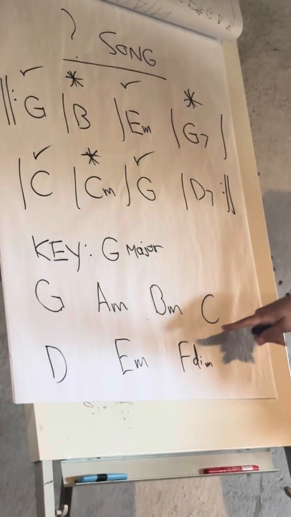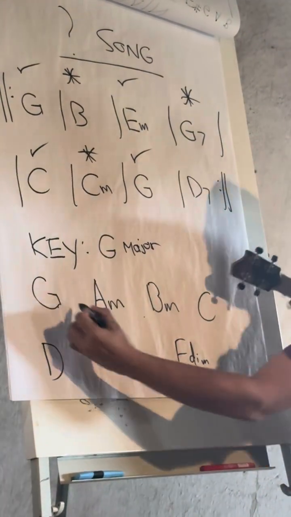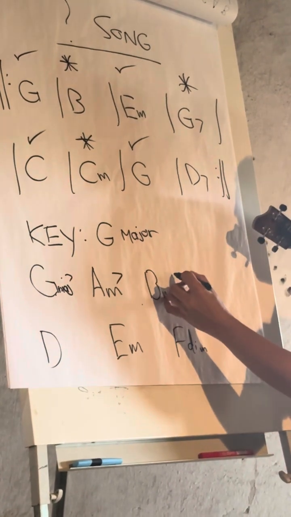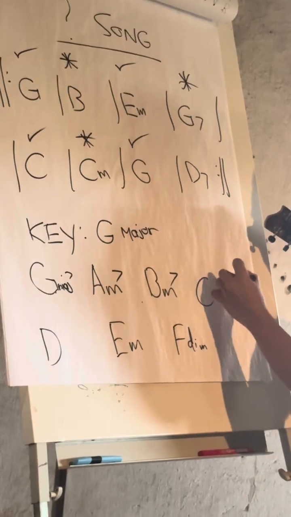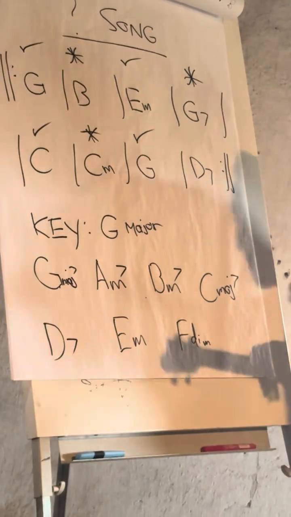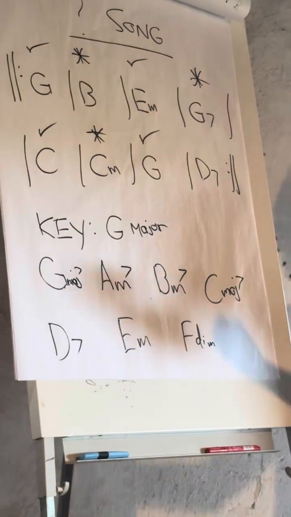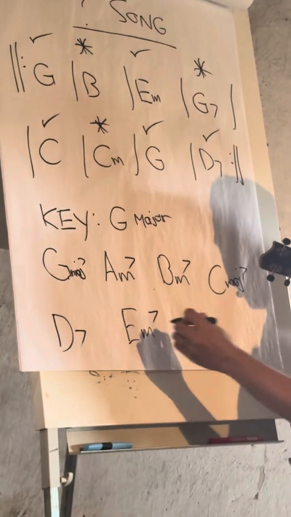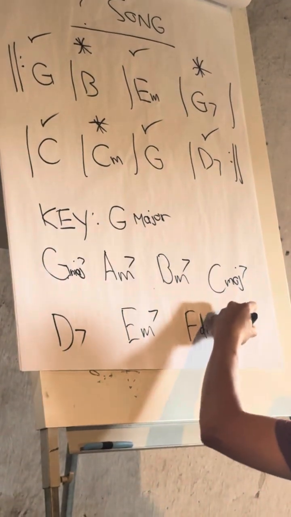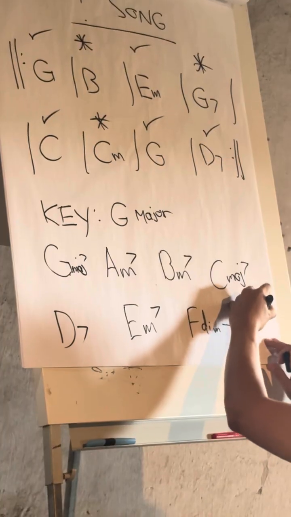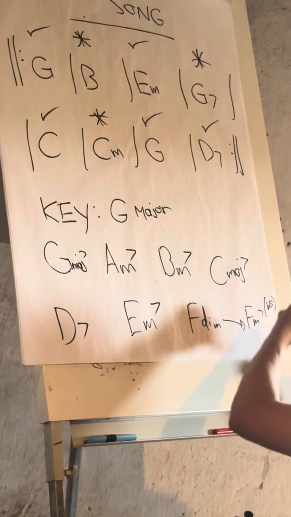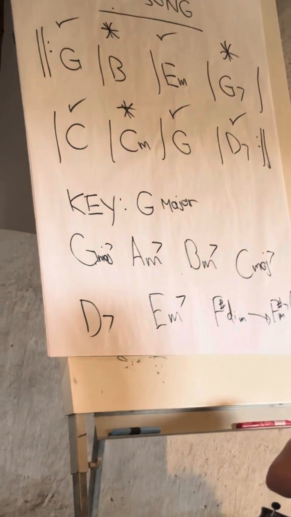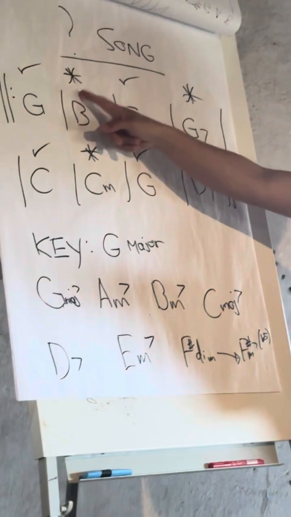So now we convert into 7th chords, okay? G major 7, A minor 7, B minor 7, C major 7, D, remember, 5 dominant, right? D7, now this one checks out. Okay, E minor 7, and then this one becomes F sharp minor 7 flat 5. Okay, so we got 3, okay?